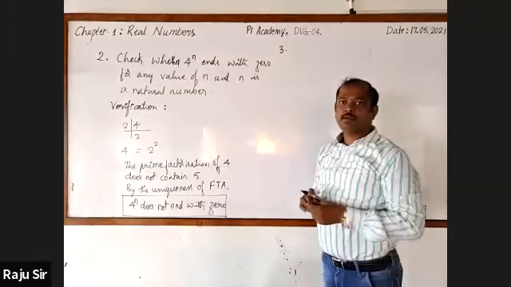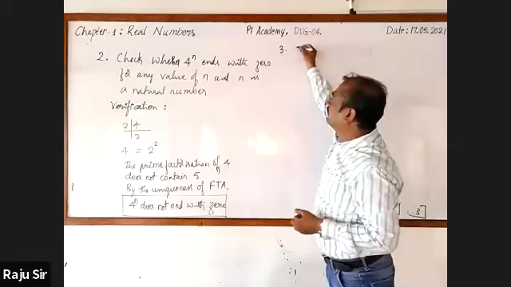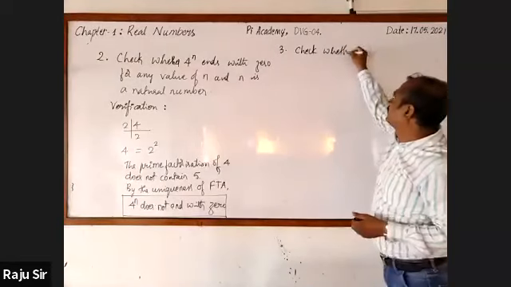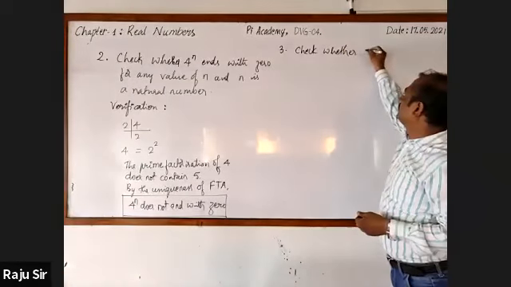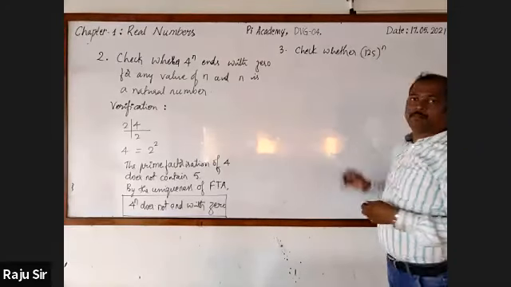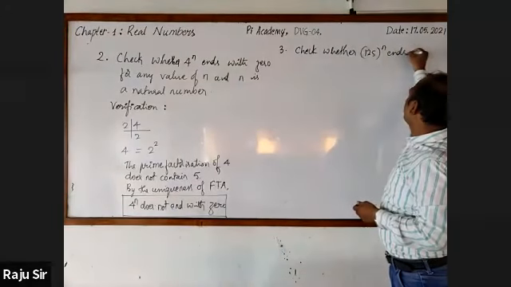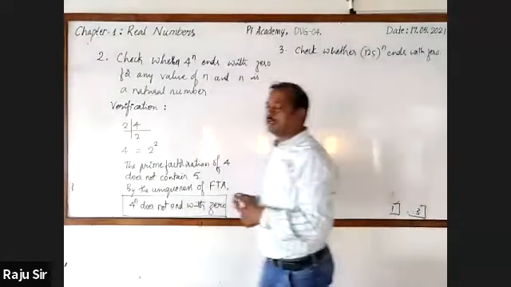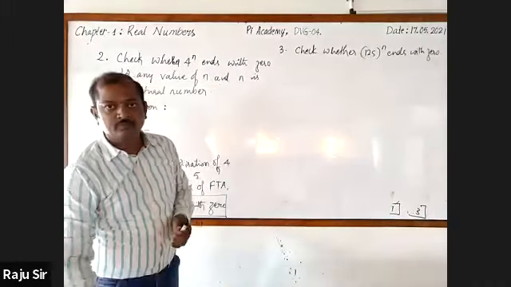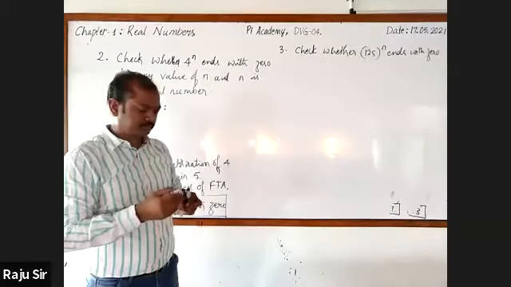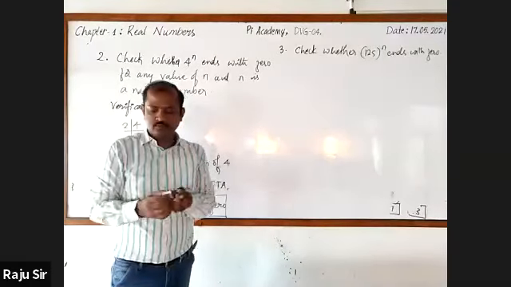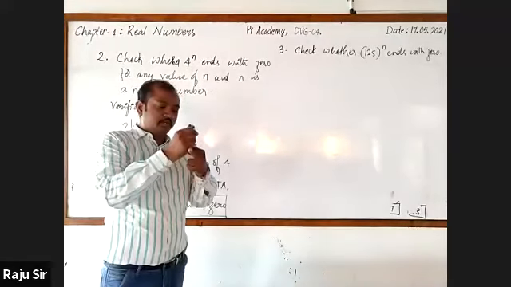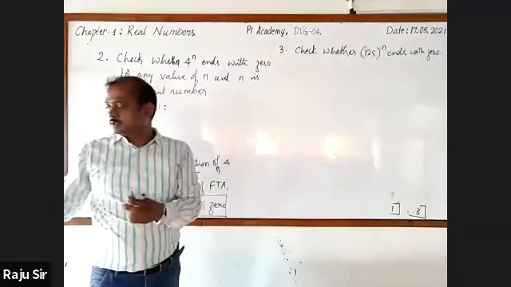Third, another one, simple one. Check whether 125 raised to the power n ends with 0. They will give only this much. Ends with 0, where n is a natural number. Just go for writing yourself. Check whether 125 raised to the power n ends with 0.